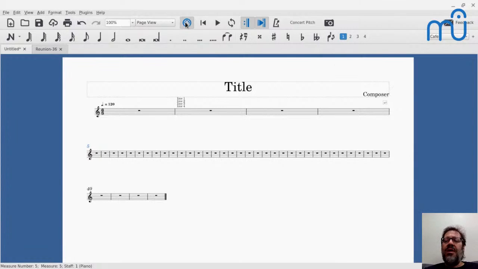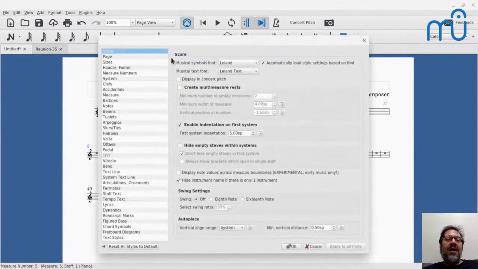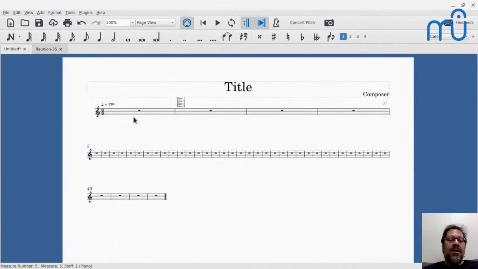So that's something to know. Percentage there means percentage of life size. In the style dialog, there's a number of places where we use percentages for other things, like swing. Hey, look at that. You can make swing. So 60% is the swing ratio by default.